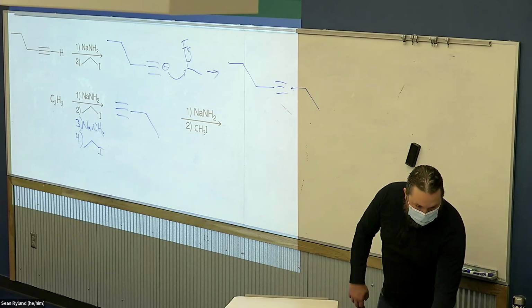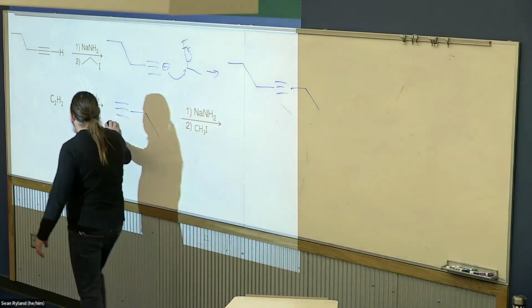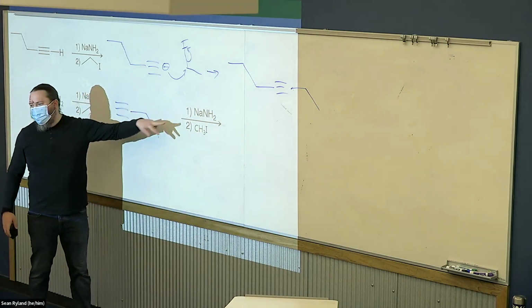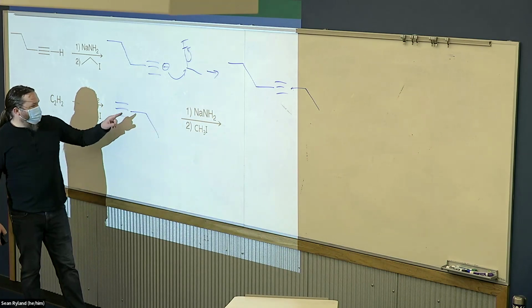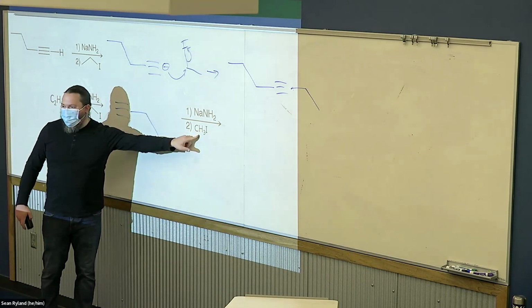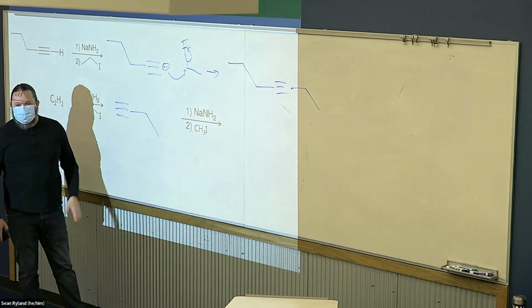All right. Oh, I didn't even realize we had steps 3 and 4 right here to make the point I already made. If we took this and deprotonated again, except then used methyl iodide instead of ethyl iodide, we'd add one carbon to the other side.